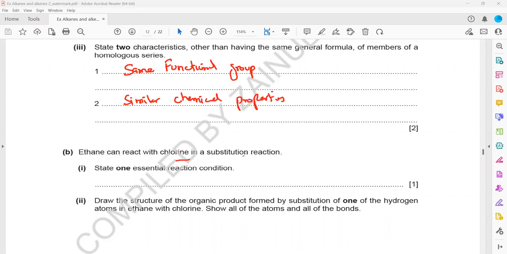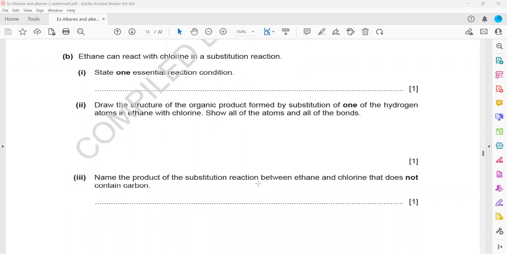Ethane can react with chlorine in a substitution reaction. One essential condition: whenever alkane reacts, remember UV light is there. Sometimes they say conditions, so you can mention UV light and high temperature. But it's singular, as one essential condition. So the condition required for this reaction to initiate is UV light. But even high temperature should be mentioned if the question is about conditions. Then draw the structure of an organic product formed by substitution of one hydrogen.